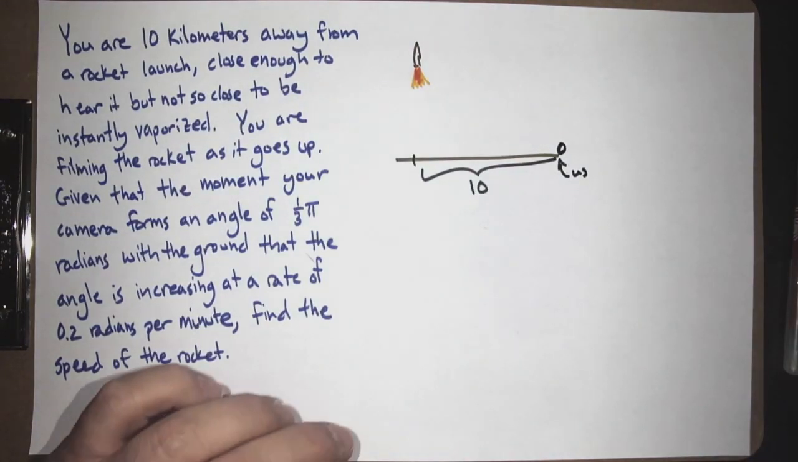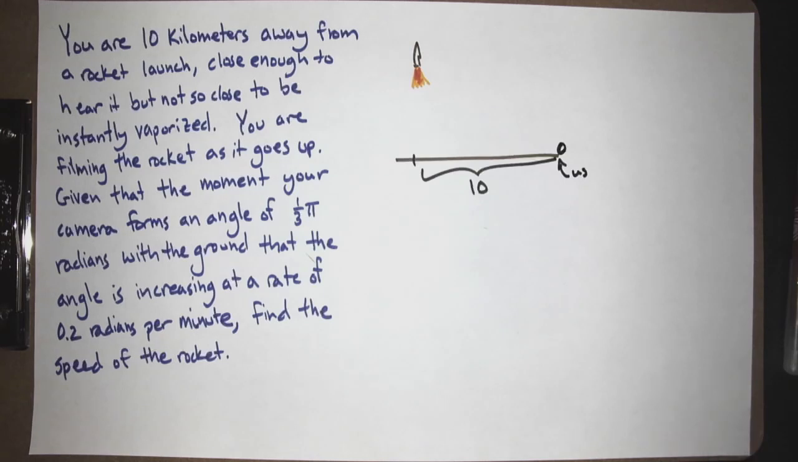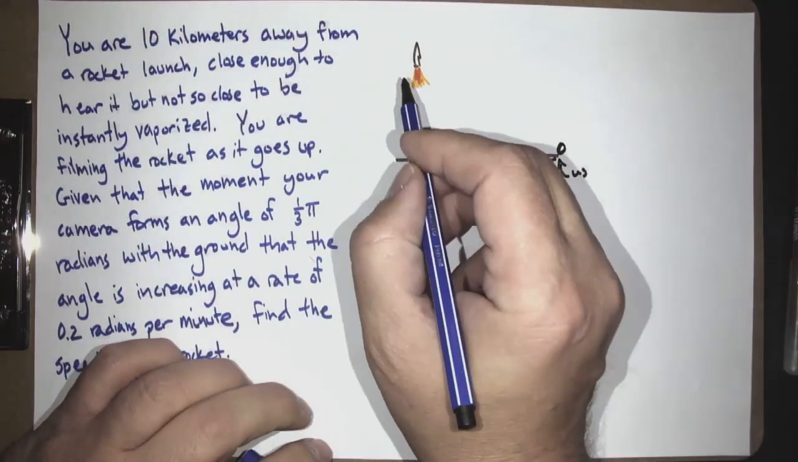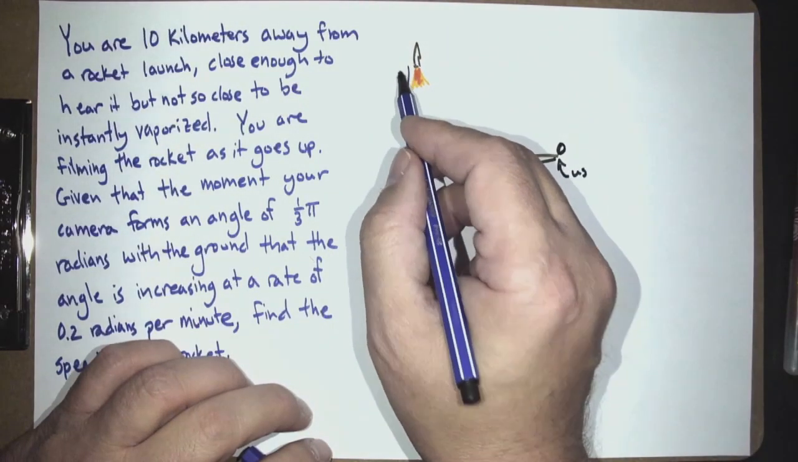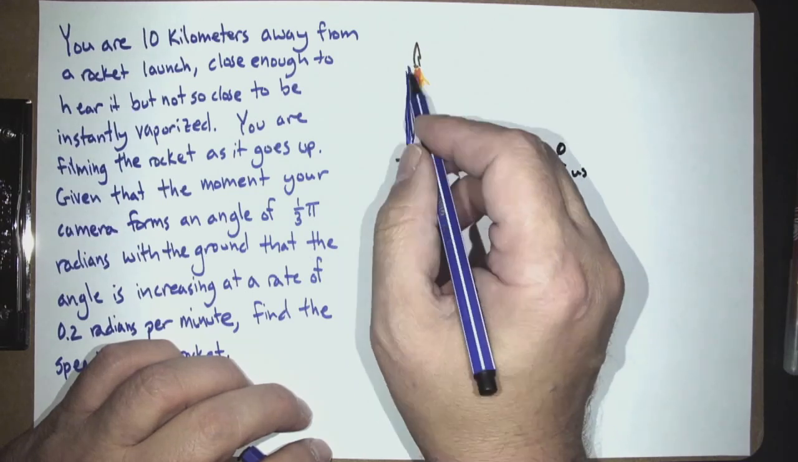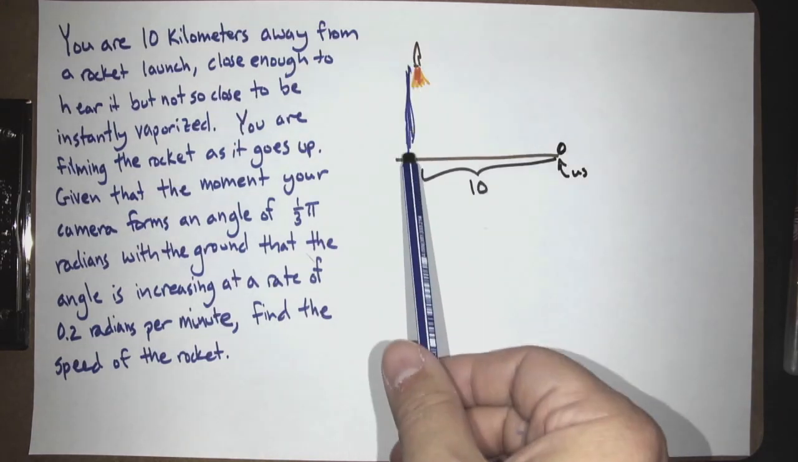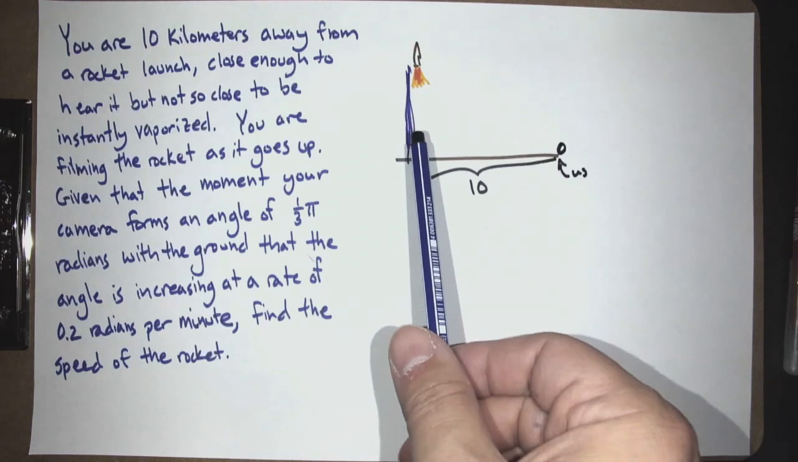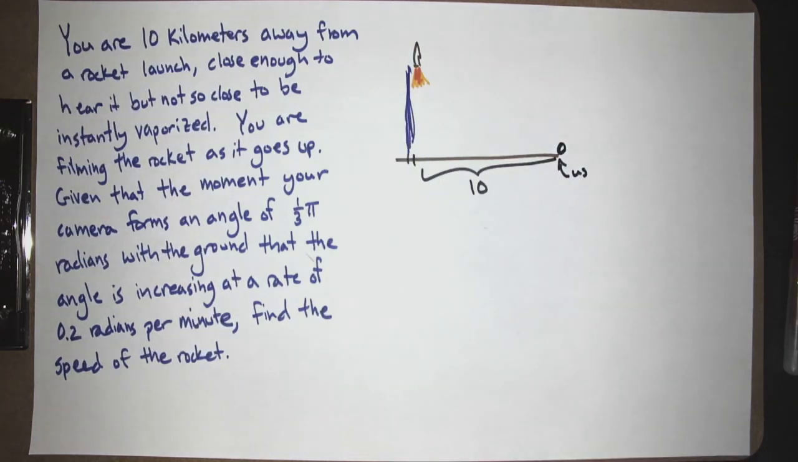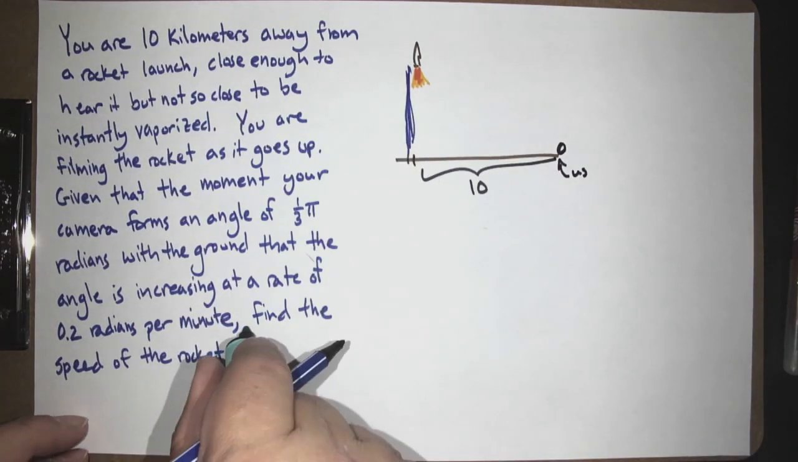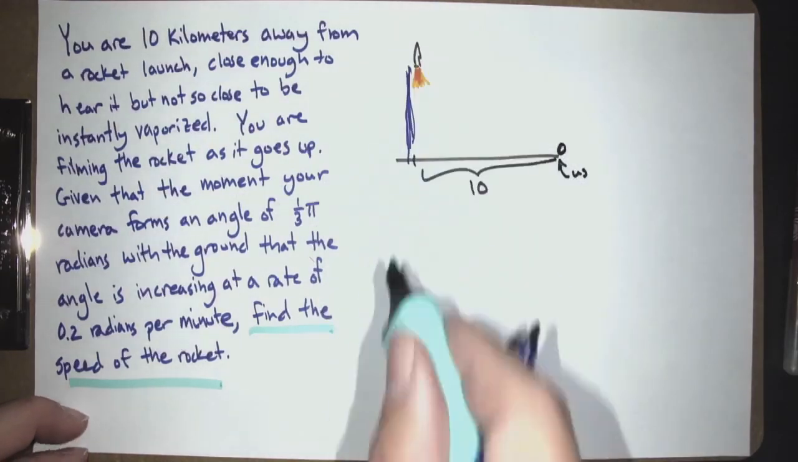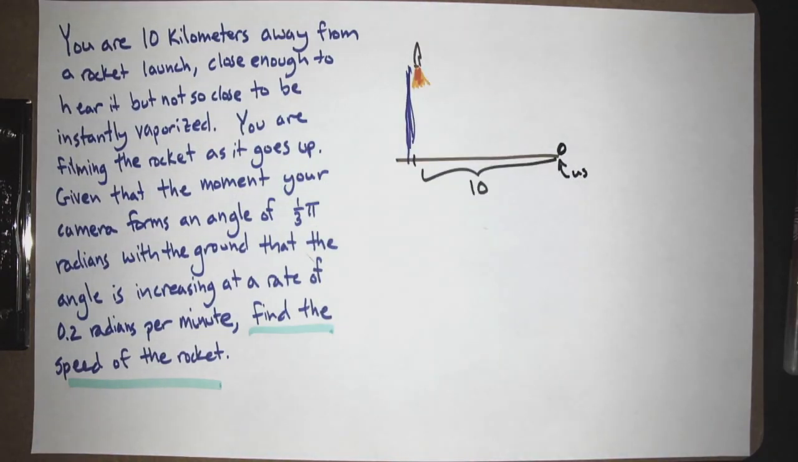All right, now we have the rocket. Now, is this distance fixed for the rocket? Oh, it's going up. So we should give it a variable. In fact, we are very interested in this. Why are we interested in this? Because it tells us to find the speed of the rocket. The rocket's going straight up. So we're interested in this rate of change.